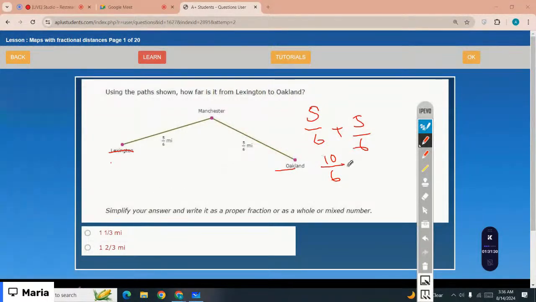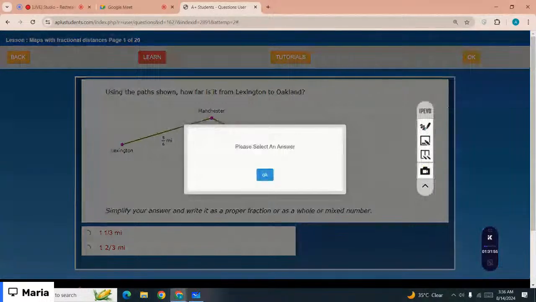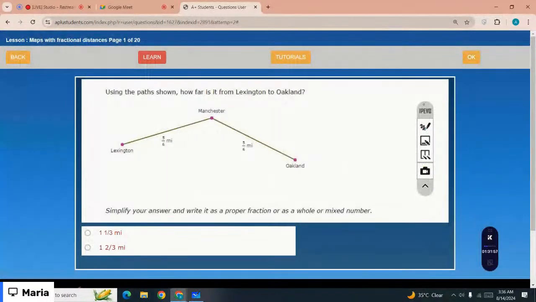That is 10 by 6. So you can divide them by the common number, that is 2. So 2 times 5 is 10 and 2 times 3 is 6. So the correct option is 1 whole 2 by 3. Option number 2 is the correct option. Got it? Sorry, I forgot to select the option. Option number 2 is the correct option.